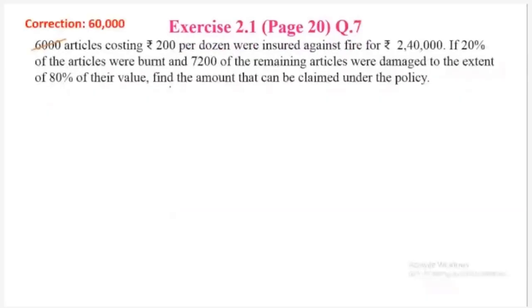There's a correction in this question. Question number 7. See here. Can you see on the screen? Instead of 6,000, the book is saying 6,000. It should be 60,000. One zero is missing. So make a correction in your textbook. Instead of 6,000, it is 60,000.